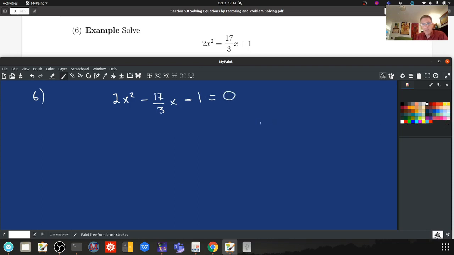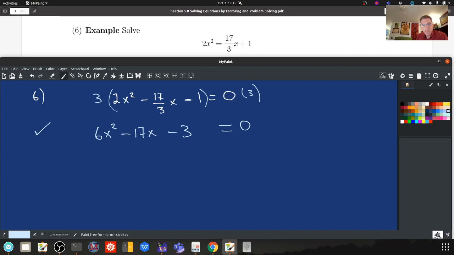And now look what I can do. If I multiply both sides by 3, since 3 times 0 is still 0, I don't change anything, but I clear this denominator. So 3 times 1, that's the reason I chose 3, is because I have one denominator, which is 3. So 3 times 2x squared is 6x squared. 3 times minus 17/3 x, I just cleared that denominator. And 3 times minus 1 is minus 3. Oh, that's much better to work with, isn't it?